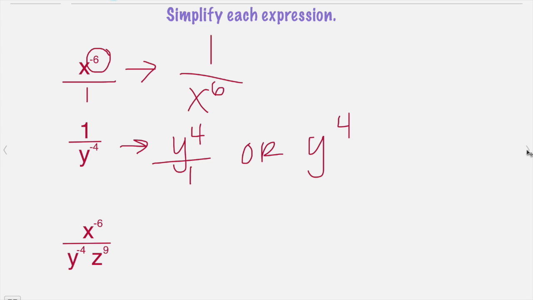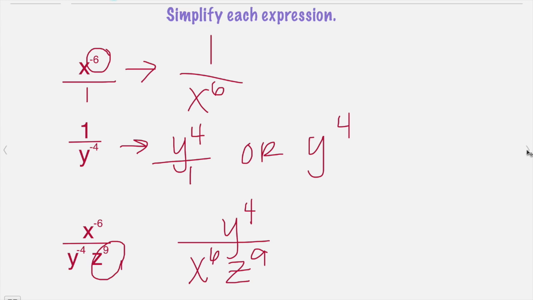And this last one, I can see right off the bat, z to the ninth is the only term that's in the correct spot, so I'll rewrite my fraction bar and leave z to the ninth where it was. Now I see that my x to the negative sixth is not working on top, so I need to move it below, and y to the negative fourth goes up top. This is my final simplified answer.